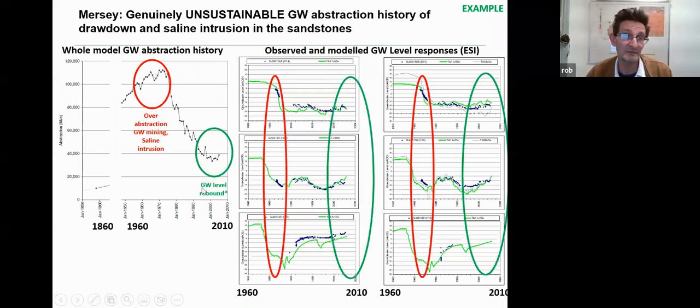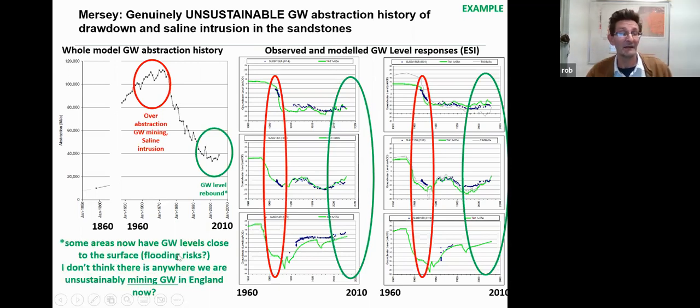And it's only with the reduction in abstraction that there has been recovery of groundwater levels. And there are now, as far as I understand it, in that patch, some areas where groundwater levels are close to the surface again. There may even be some groundwater flooding risks. And I just wanted to make the point, looking at this example, that I don't know of anywhere that we have at the moment in England where we are unsustainably mining groundwater now. I think often people, when they hear the word unsustainable, think this is going on, but it isn't. We don't, I think, have any areas like this anymore. Somebody will correct me doubtless in the questions.